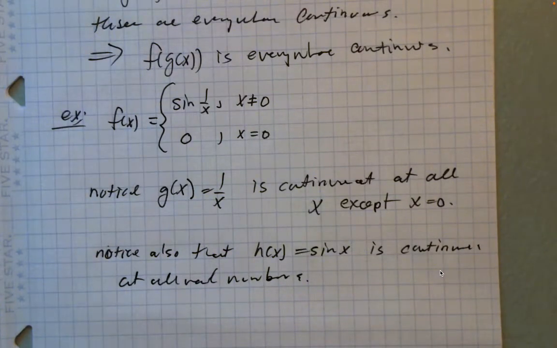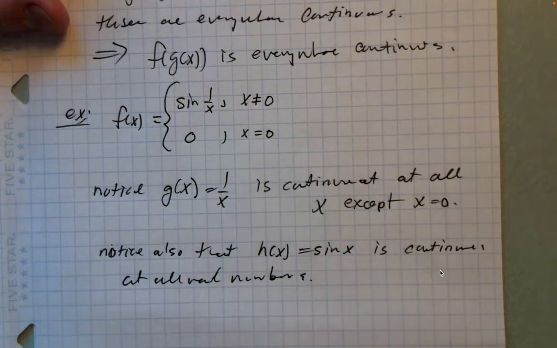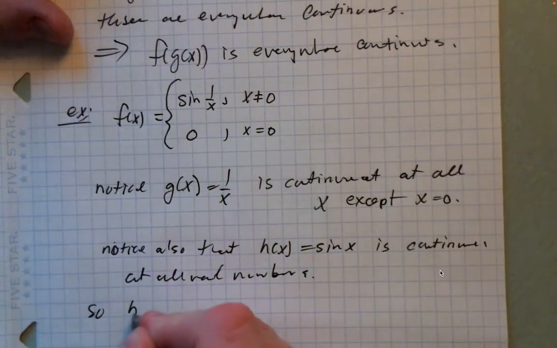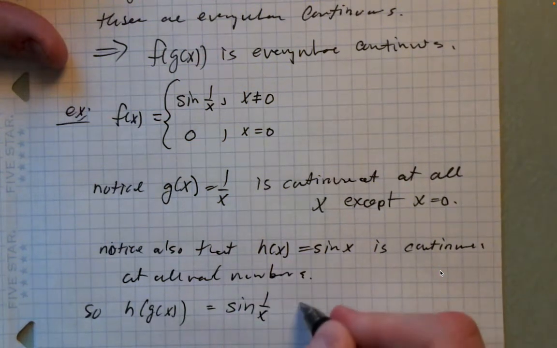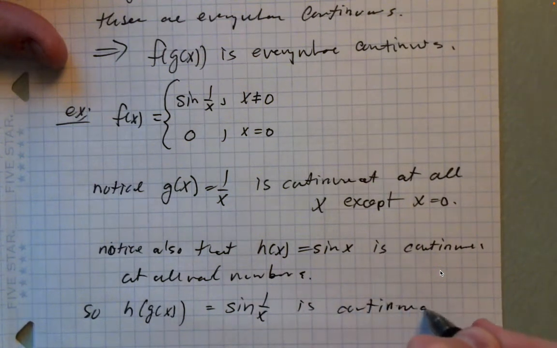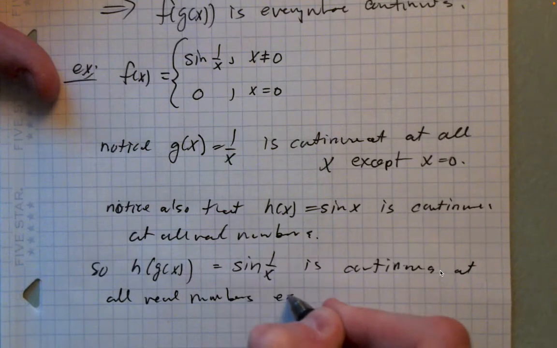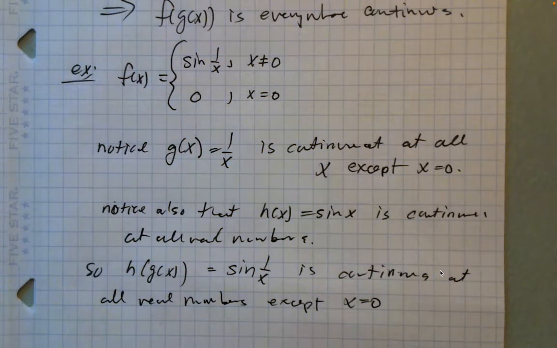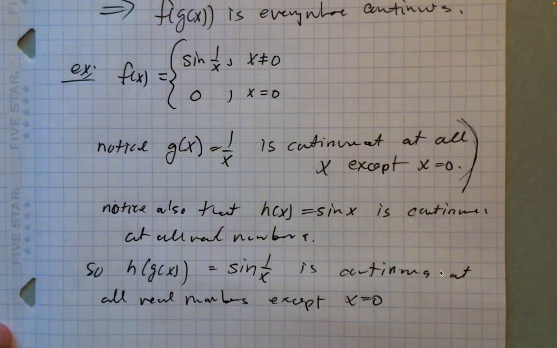So what we could say then is that this function should be continuous at all real numbers except for 0. So h of g of x equal to sine of 1 over x is continuous at all real numbers except x equals 0. So you basically would have a problem here. This guy is not continuous at 0. There's no way to get around that.